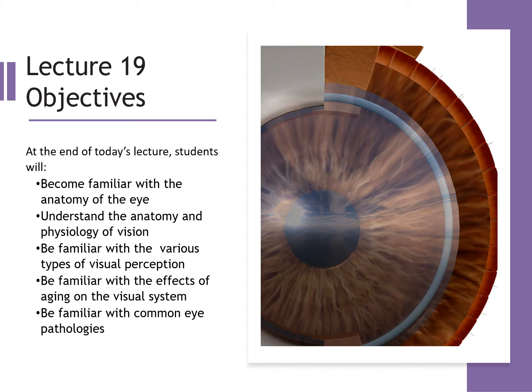Now, in terms of our lecture objectives for today, at the end of today's class, students will become familiar with the anatomy of the eye, understand the anatomy and physiology of vision, be familiar with the various types of visual perception, be familiar with the effects of aging on the visual system, and be familiar with common eye pathologies.